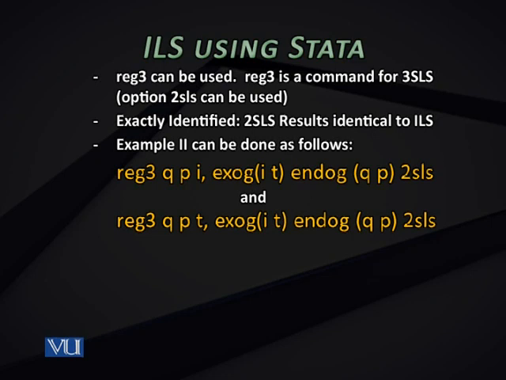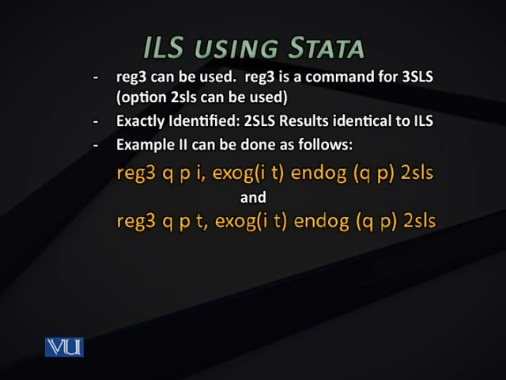Reg3 is basically a command designed for three-stage least squares. So you are instructing Stata to provide 2SLS estimates instead of 3SLS estimates. Similarly, in the second equation, the only change is that we have written reg3 QPT instead of I. Because the exogenous variables remain the same and the endogenous variables remain the same, you are applying the same technique, 2SLS. But this time you are estimating the supply equation, which shows quantity supplied as a function of price and the level of technology.